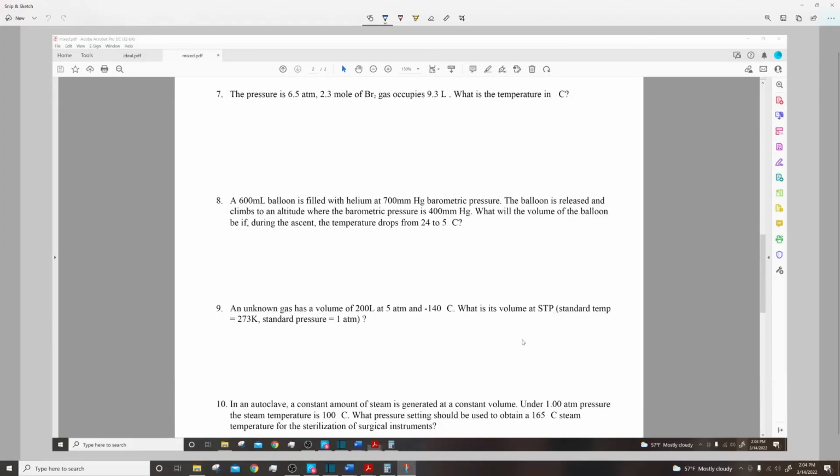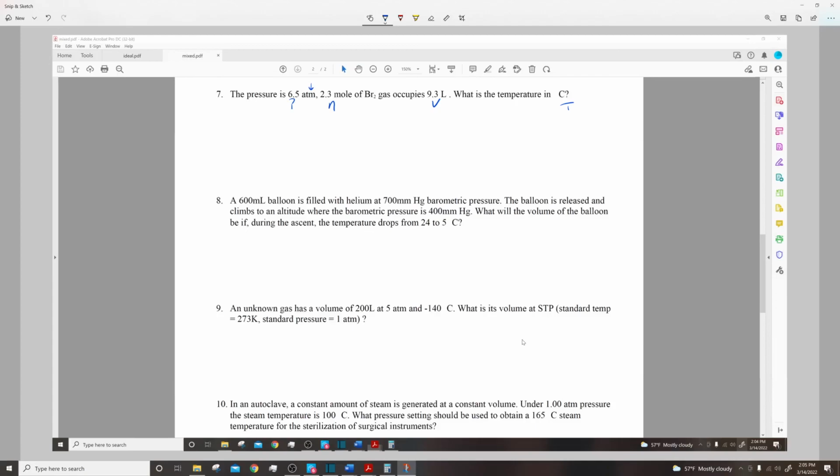All right, number 7. The pressure is 6.5 atm, 2.3 moles of Br2, occupies 9.3 liters. What is the temperature in C? So this one gives us moles. If it gives you moles, it's most likely either the moles are there for no reason, or this is an ideal gas law equation. So we got 6.5, that's going to be our P1. And this is our V1, and we're solving for T. So that's our volume, pressure, temperature, and we can get the R value just because we have the ATM. So this one, I'll just go ahead and solve it.